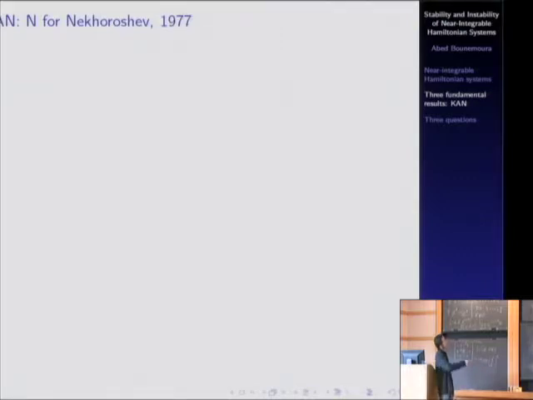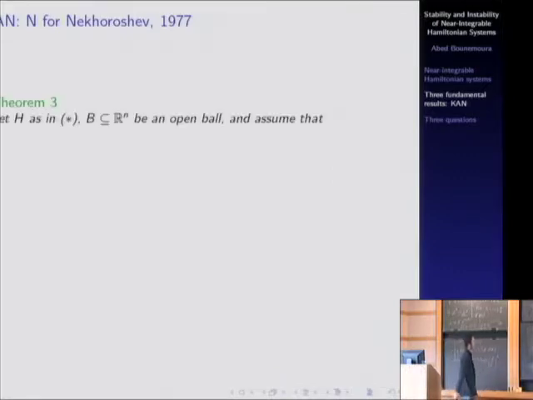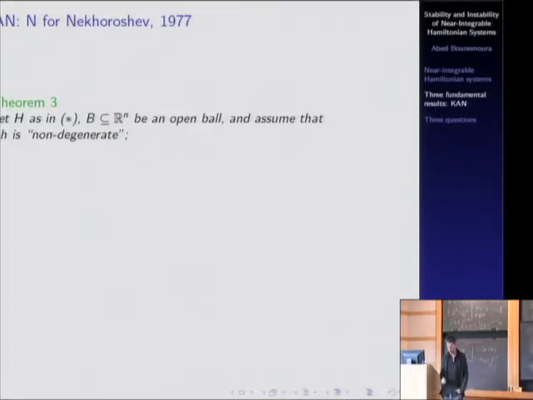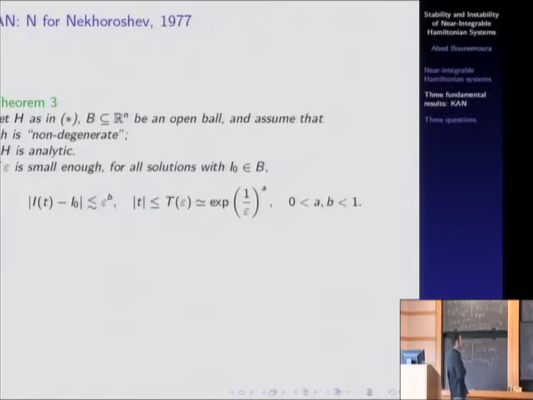And the first answer came from Nekhoroshev, who was a student of Arnold, so that's why I put KAN in this order. And the setting of the theorem is essentially the same as the one of the theorem of Kolmogorov. So you take H, you fix an open ball in the action. You assume there's a different non-degeneracy condition, but I'm not going to explain that. So non-degeneracy on H, regularity on the total system. Those are the common assumptions, okay? And in this case, the outcome is that if epsilon is small enough, for all solutions you have stability somehow.